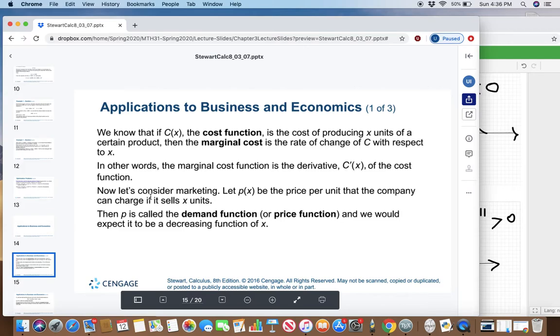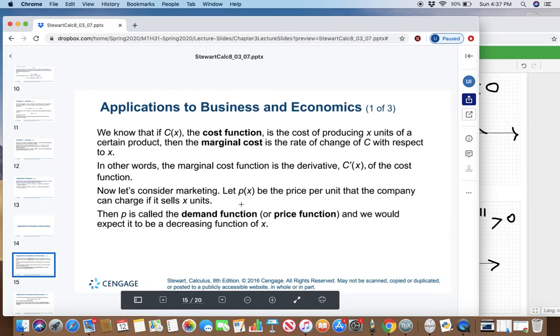All right, let's consider marketing. Let p(x) be the price per unit that the company can charge. Then p is also called the demand function. It's also called the price function. Demand function. We should expect it to be a decreasing function of x.